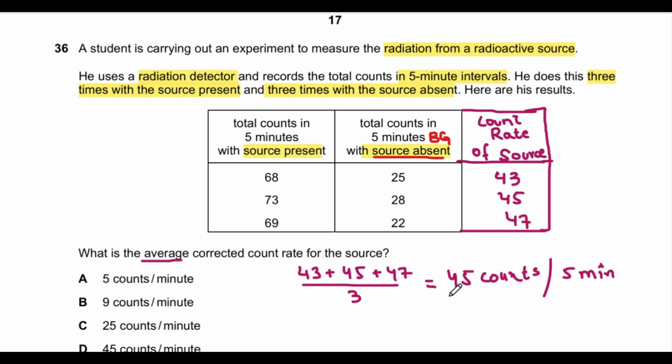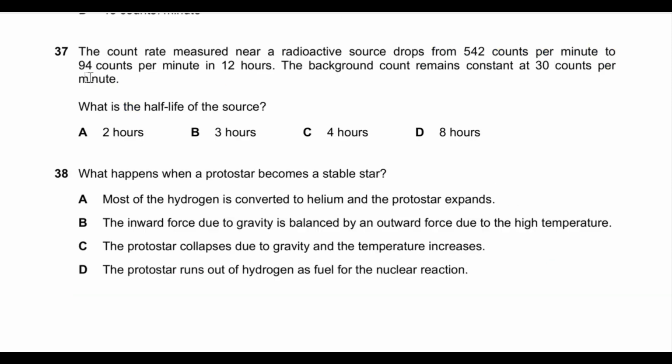But our question is demanding the counts per minute. To get the count per minute, I will divide 45 by 5, which would be 9 counts per minute. So our answer is option number B, 9 counts per minute.